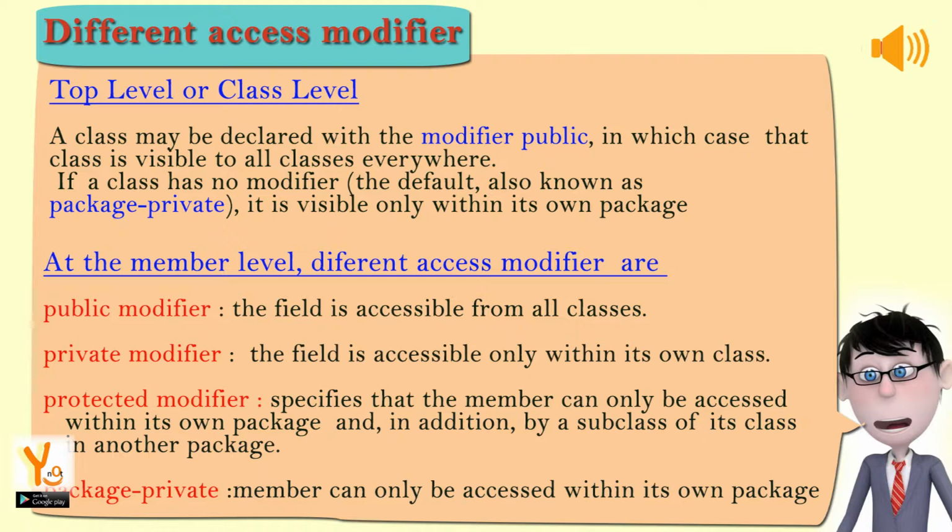Public modifier: the field is accessible from all classes. Private modifier: the field is accessible only within its own class. Protected modifier: specifies that the member can only be accessed within its own package, as with package private, and, in addition, by a subclass of its class in another package. Package private: the member can only be accessed within its own package.